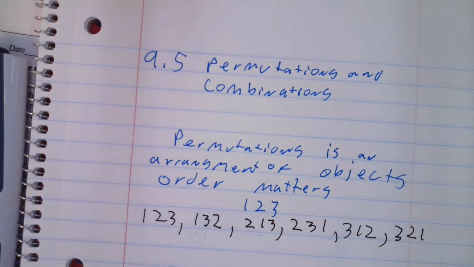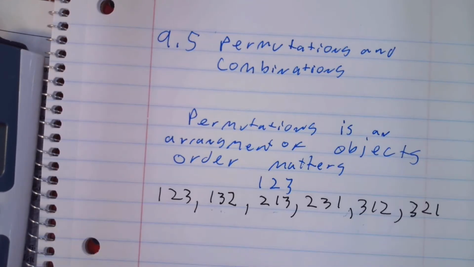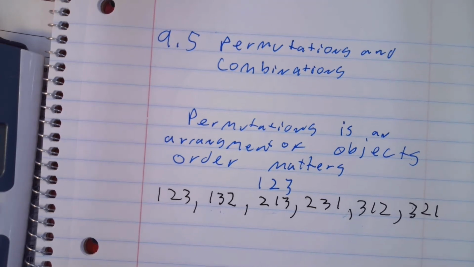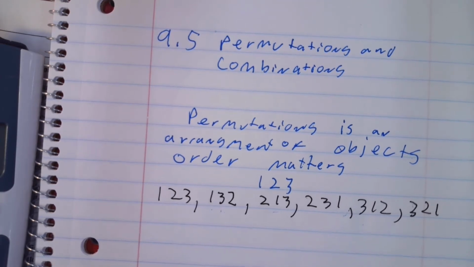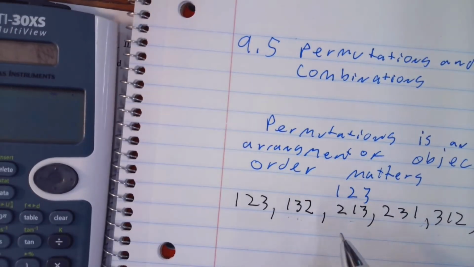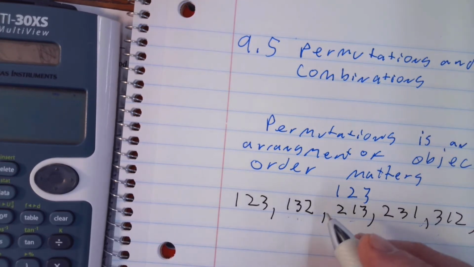All right, so that's what a permutation is. So we're going to have to do several things with this. First thing we're going to have to do with this is just this: write down all the different ways we can do it. The second thing we're going to be able to do is we need to understand the permutation formula and how to do it in our calculator.